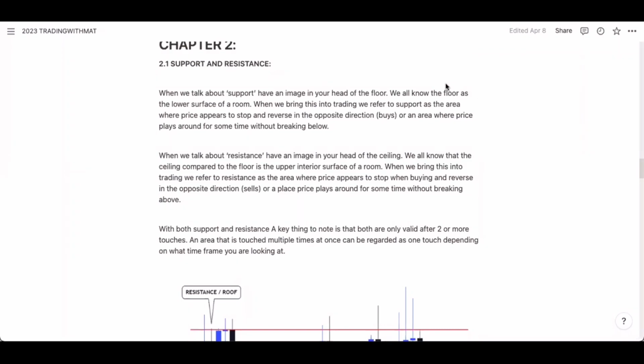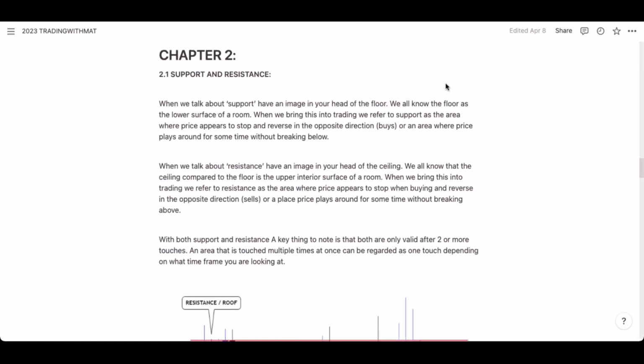All right, so today I want to go through something with you guys. We are going to go through chapter 2, which is support and resistance. I'm going to teach you how to draw your support, how to draw your resistance, and how to draw your zones and what zones are used for, and when you can trade zones and when you cannot trade your zones. All right, so let's get straight into it.